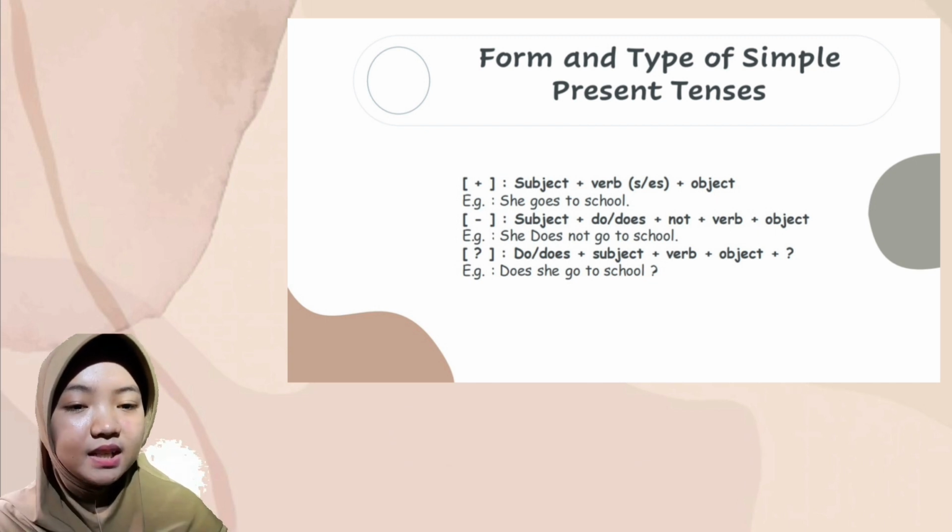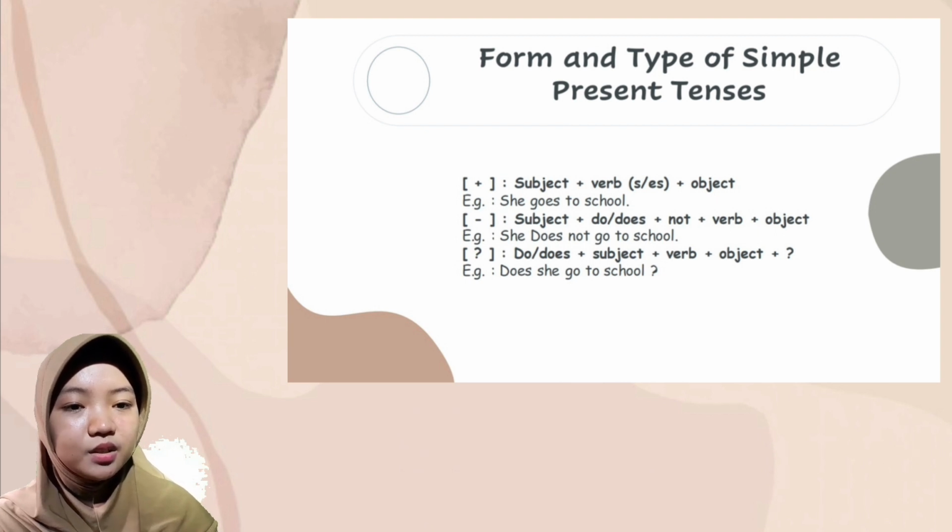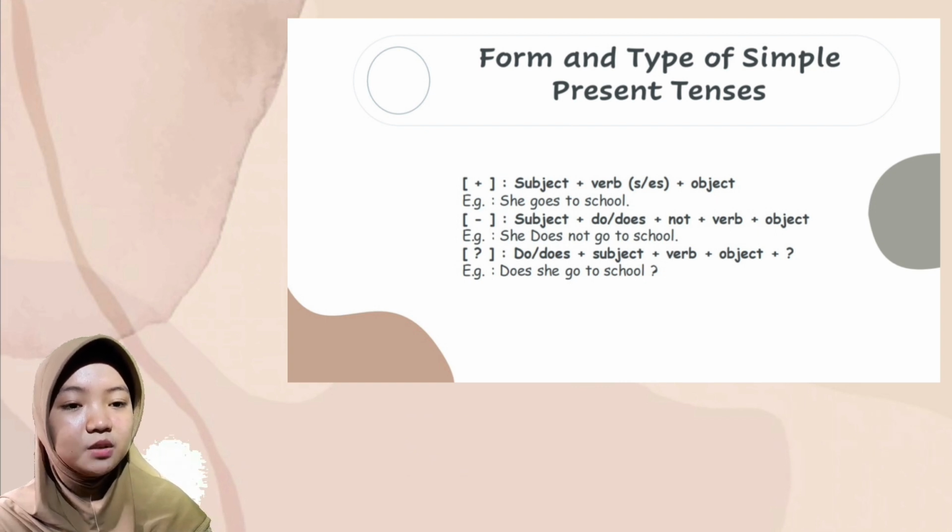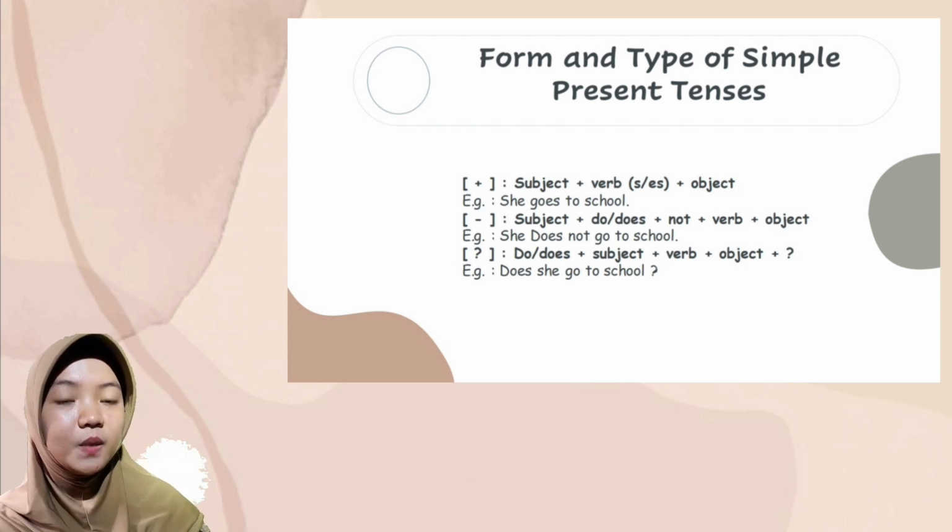And for a negative sentence, the structure is subject plus do or does plus not plus verb plus object. The example, she does not go to school. And for the question sentence, the structure is do or does plus subject plus verb plus object, and of course the question mark. Example, does she go to school? Okay.